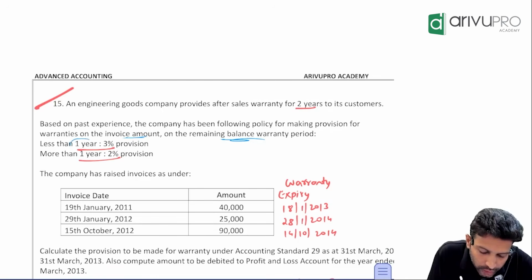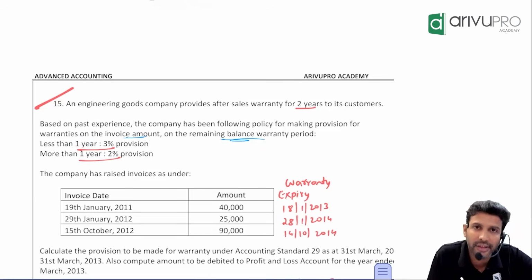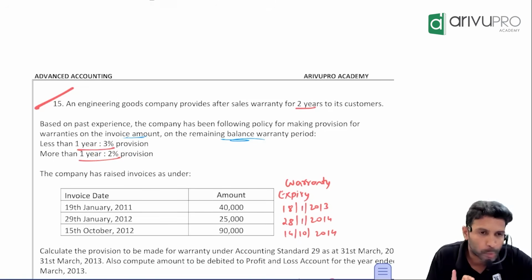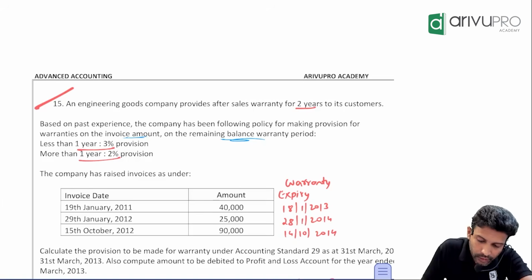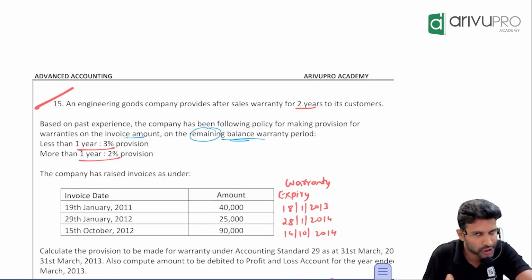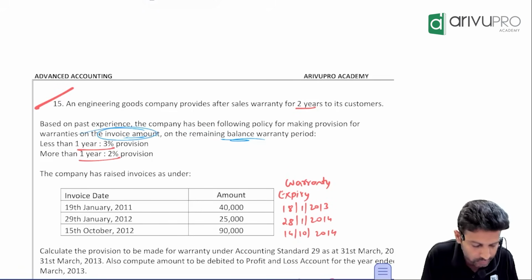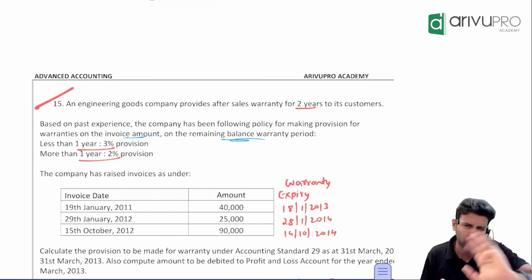Now, if the warranty period remaining is less than 1 year, how much percent provision will we make? 3%. If the warranty period is more than 1 year, then how much provision do we make? 2% provision. This is not the warranty itself. Warranty period remaining. We have to check how much is remaining. Based on that, we will decide the provision percentage. And provision is calculated on what? Invoice. Okay. That's all. It's a simple game.